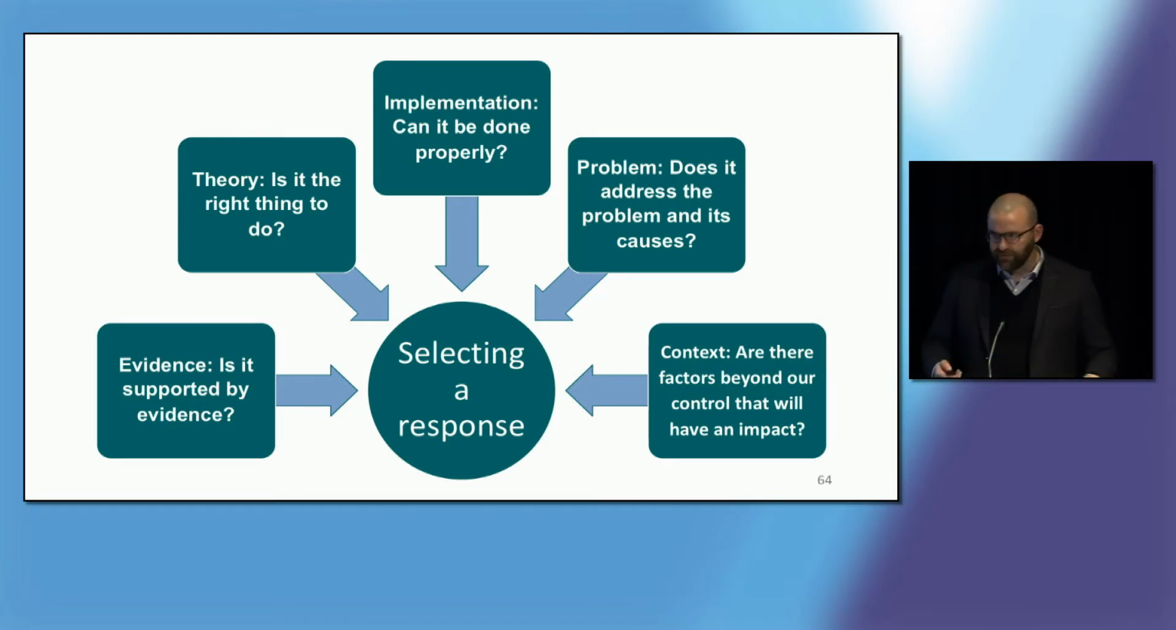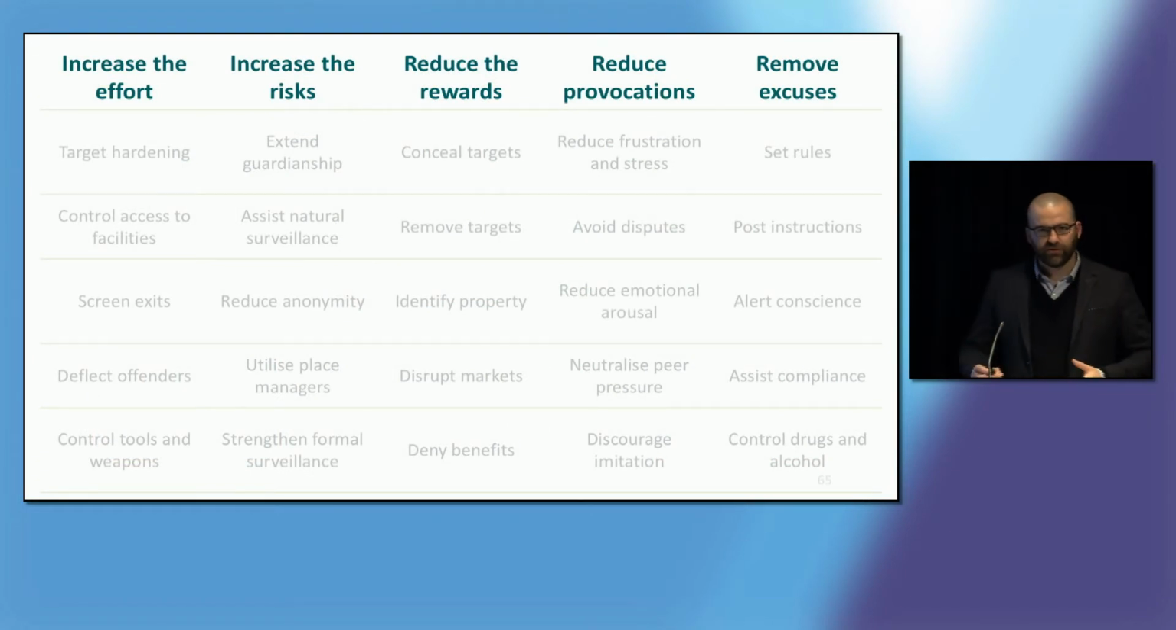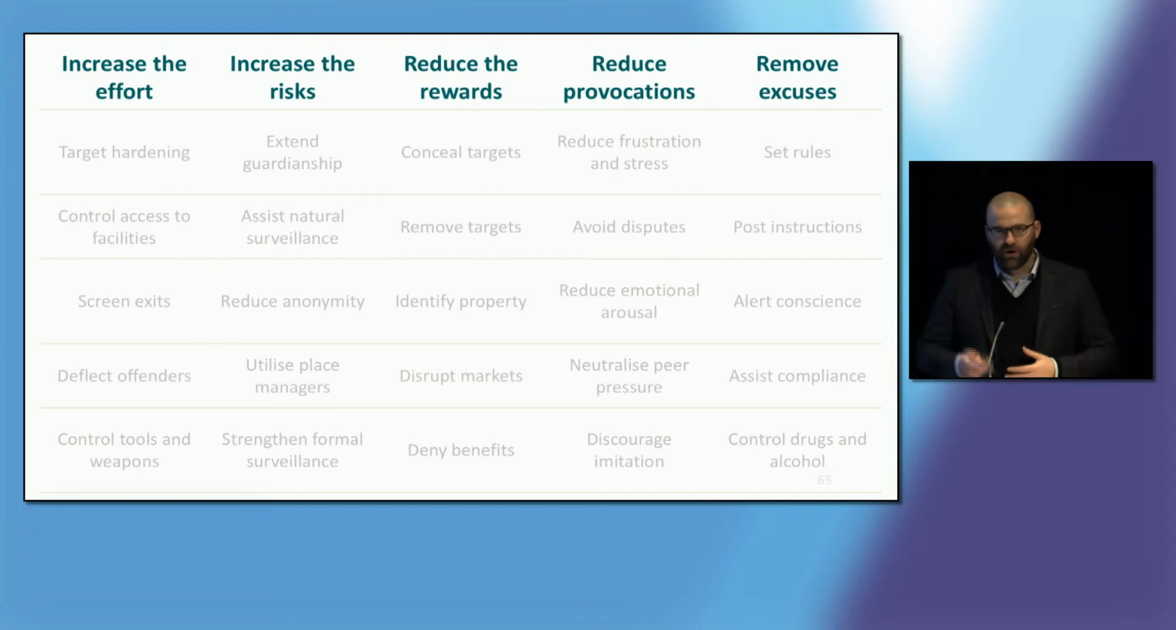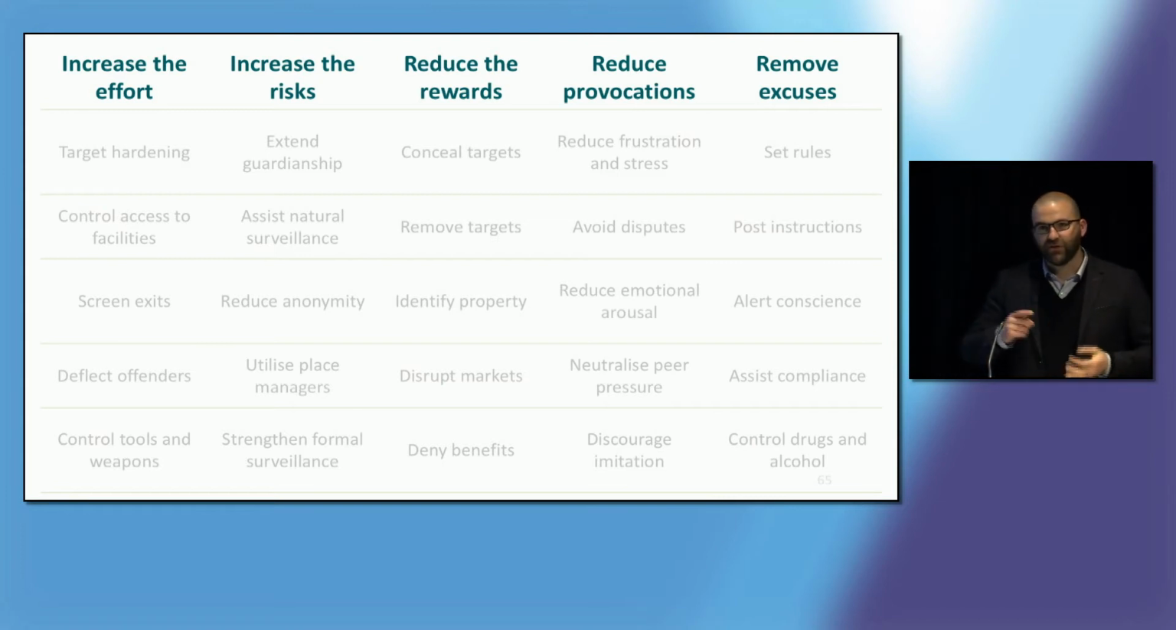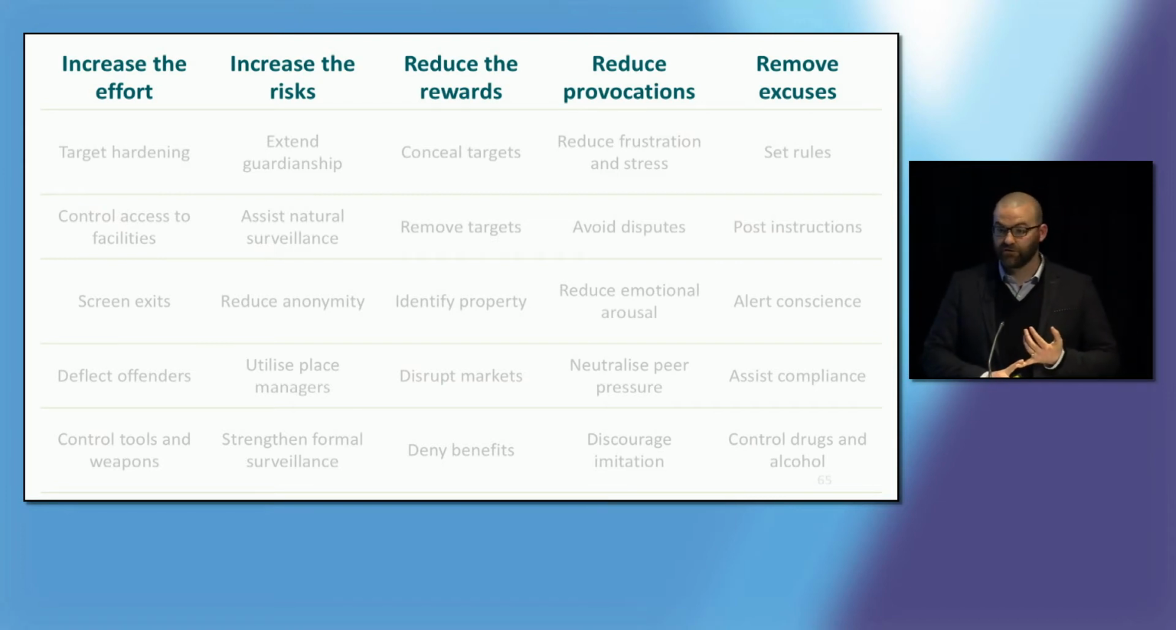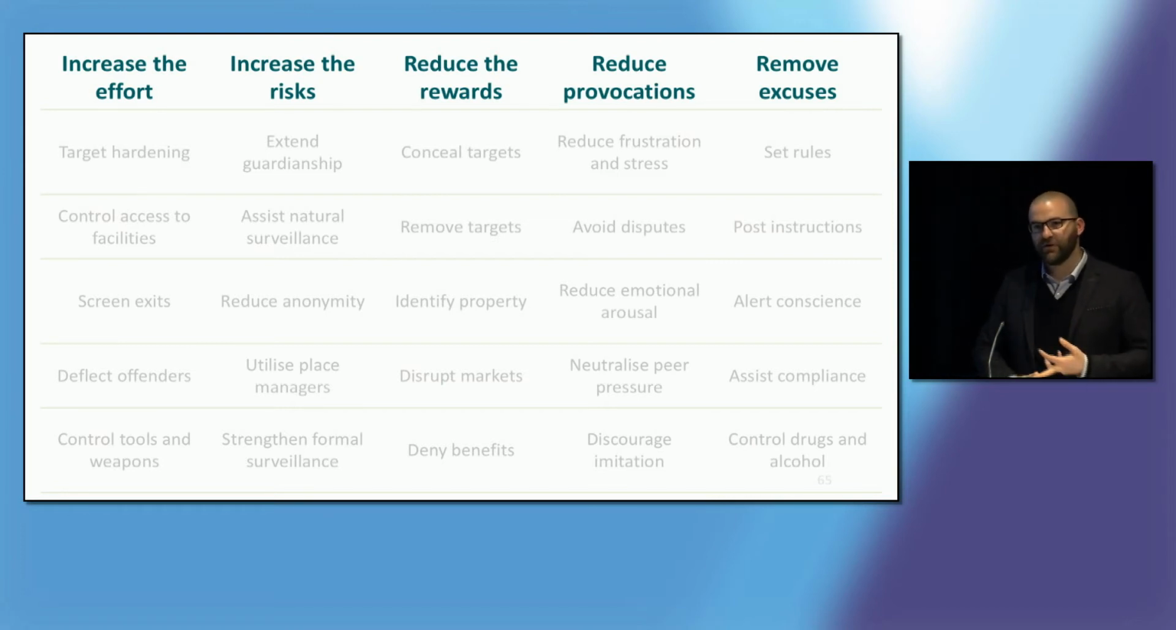For those of you who aren't familiar with this, you might have come across the 25 situational crime prevention techniques. This is the idea that crime in places can be reduced by five simple mechanisms. You can either increase the effort through which people can commit crime, increase the risk that they'll be caught, reduce the rewards associated with committing crime, reduce provocations, or remove excuses. And within that, there's a whole bunch of different ways in which you can influence crime. It's a really nice way of thinking about what the underlying mechanism behind a response might be.